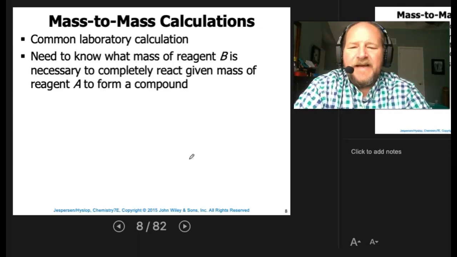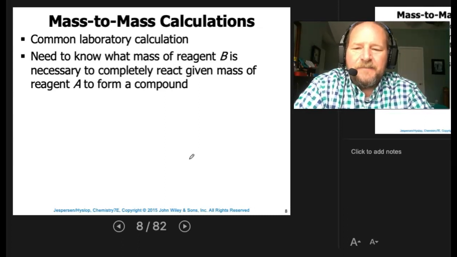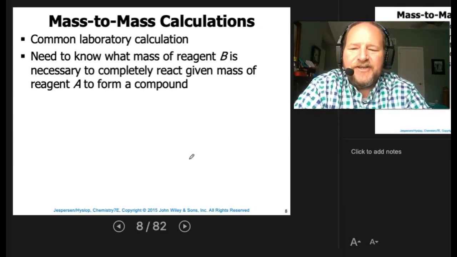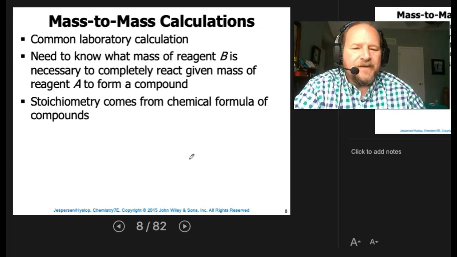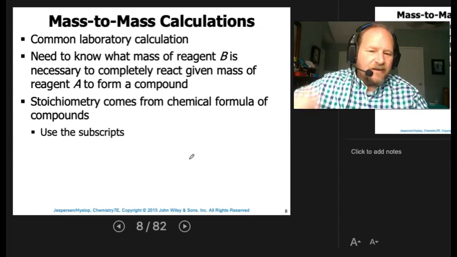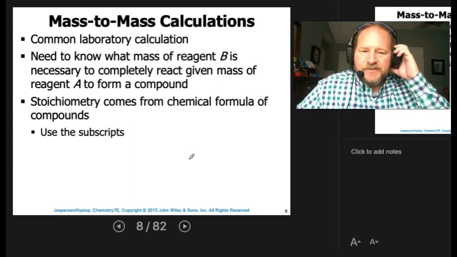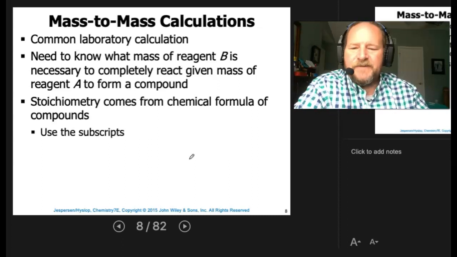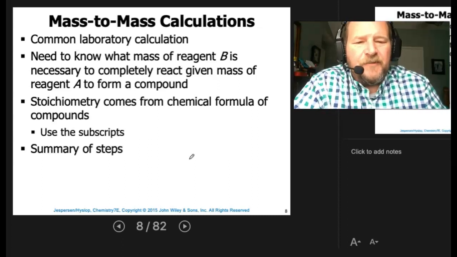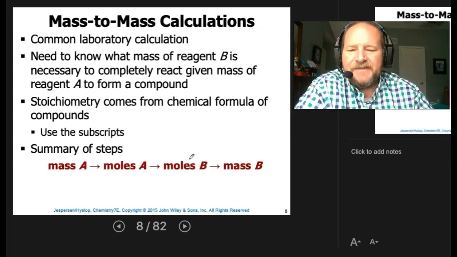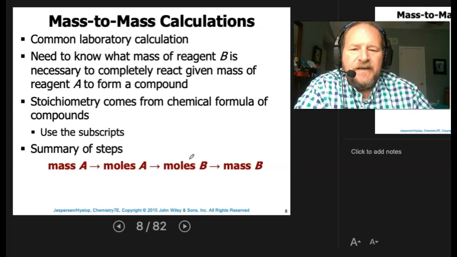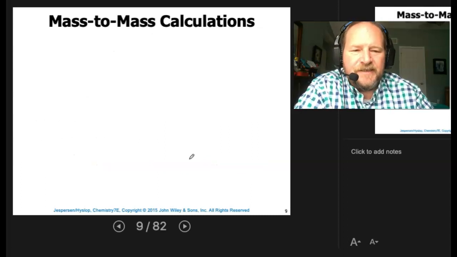So we'll need to know what mass of reagent B is necessary to completely react given mass of reagent A to form a compound. So the stoichiometry comes from the chemical formula of the compounds and what that's going to look like in relationship to each other. So we're going to need to use subscripts and coefficients. Okay. The summary of the steps, I always think of it as a 3-step process. So what we want to do is go from mass of A to moles of A. Then we're going to go from moles of A to moles of B, and then finally moles of B to mass of B. So that's our 3-step stoichiometric process.